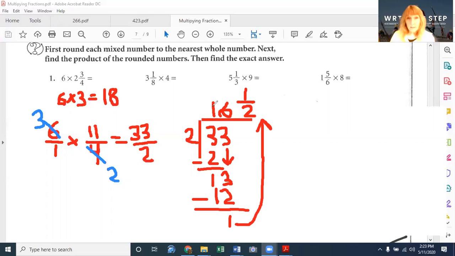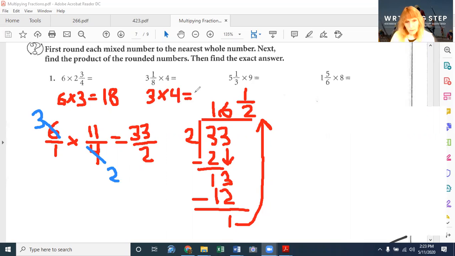16 1/2 is the exact answer. So you're going to have to find the rounded one and the exact answer on these problems. Let's look at just the second one here. 3 1/8 times 4. Is 1/8 less than a half, equal to a half, or more than a half? Right, it's less than a half. 4/8 would be half. So we're going to keep this rounded down to 3, and then we're going to multiply that by 4, and we're going to get 12, right?